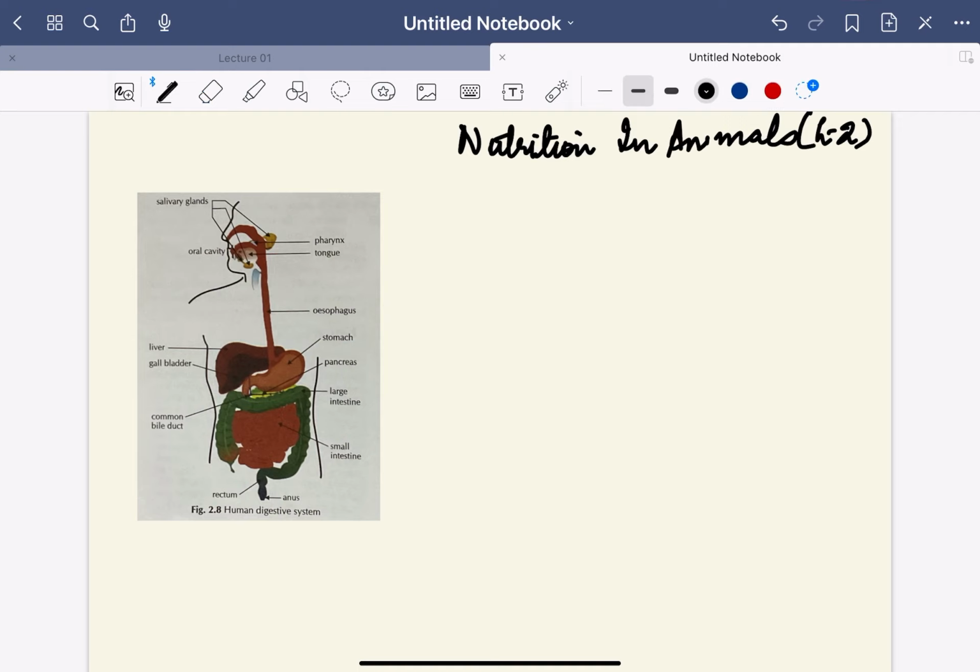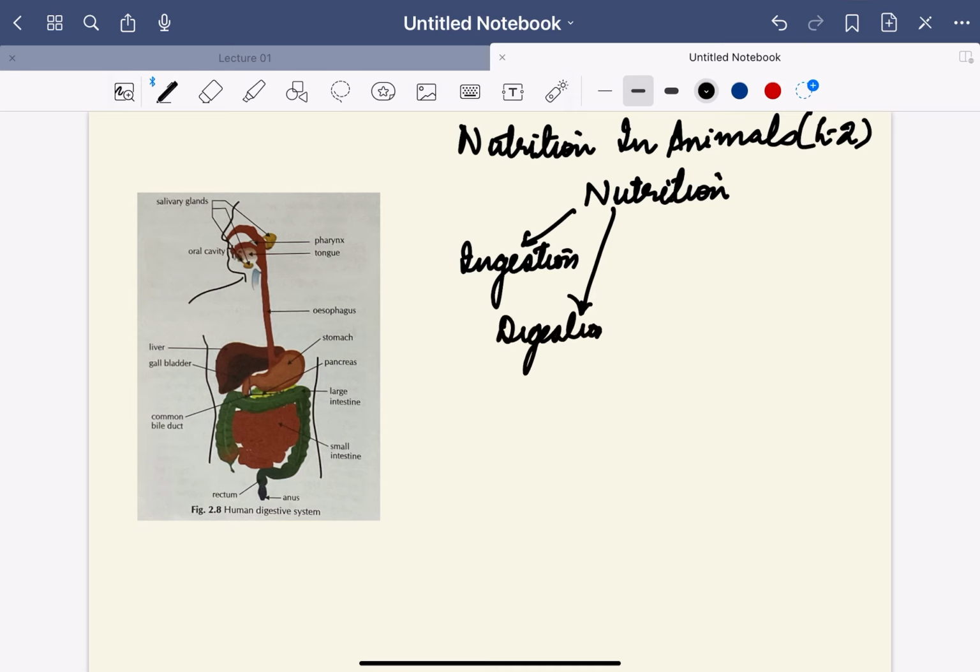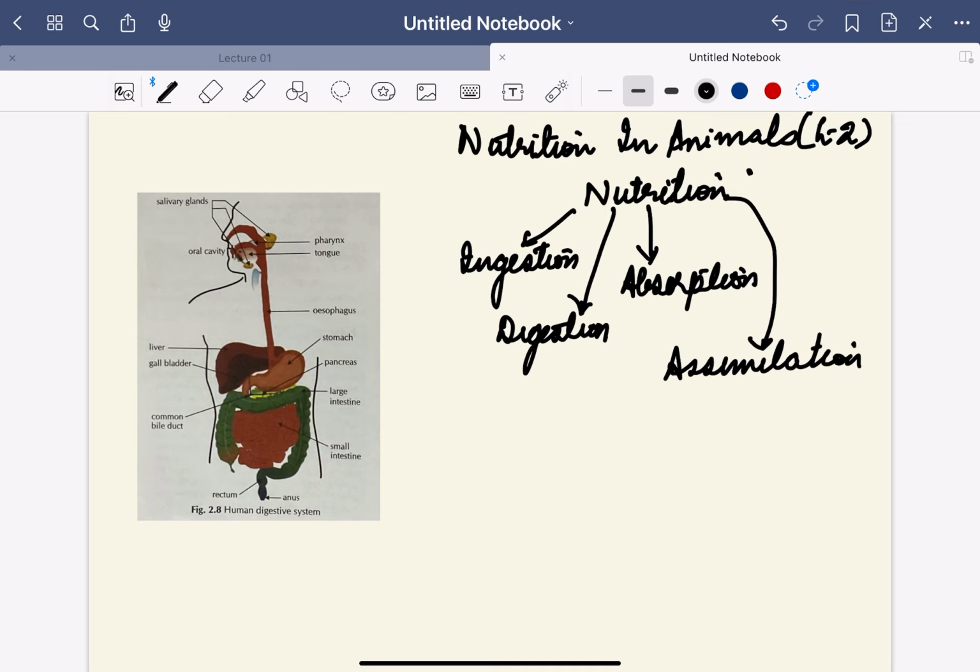So, when you talk about nutrition, there are basically 5 steps in the process of nutrition. First one is ingestion, followed by digestion, then absorption, then assimilation, and lastly egestion. Right?